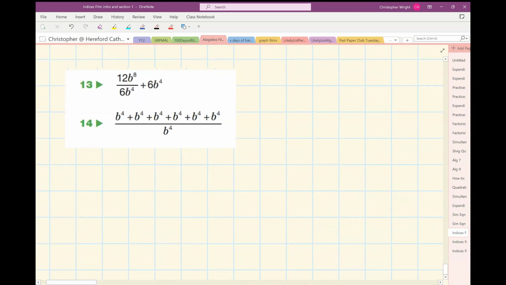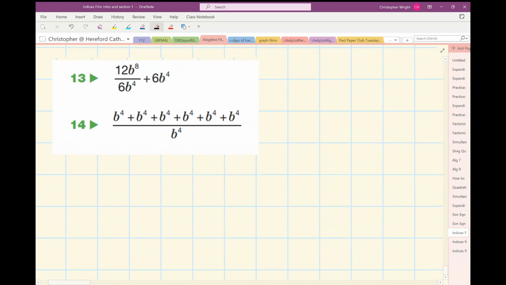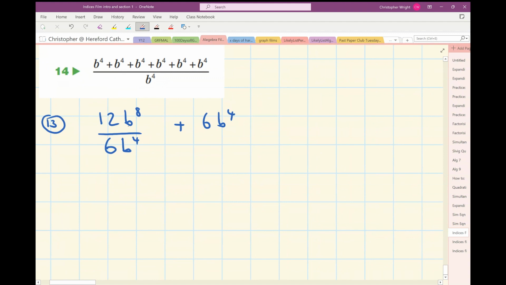Right, almost there. Number 13. That's right, number 13 down here. I've got 12b to the 8 divided by 6b to the 4. And then I'm going to add 6b to the 4. Right. Well, what is 12b to the 8 divided by 6b to the 4? You might just know the answer already, or you might want to work it out by dividing top and bottom of that fraction. I'm going to do it in the slower way. I'm going to divide top and bottom by 6, which is going to leave me with 2b to the 8 over b to the 4.